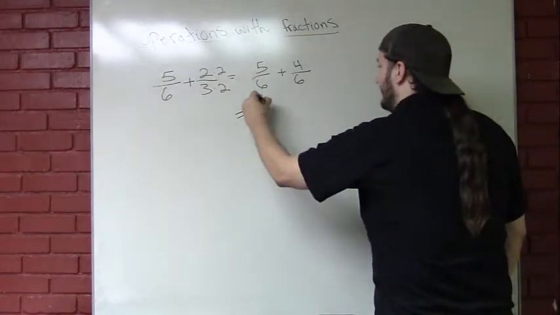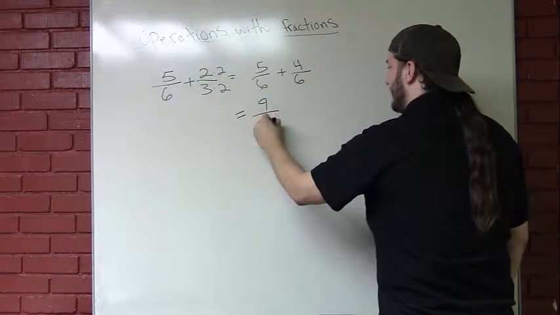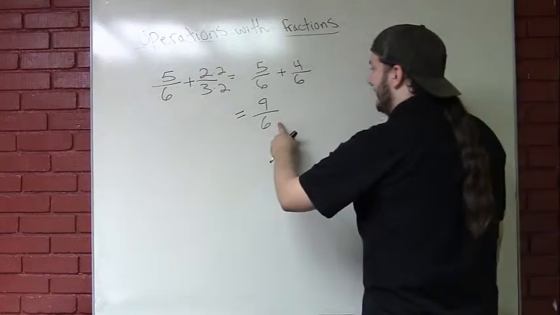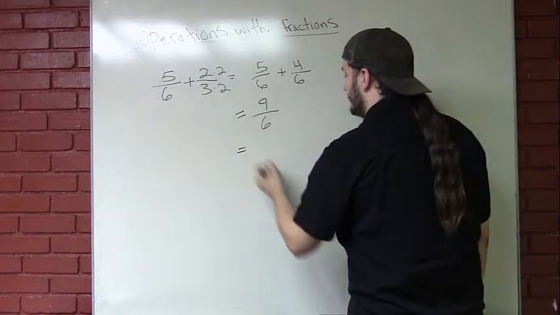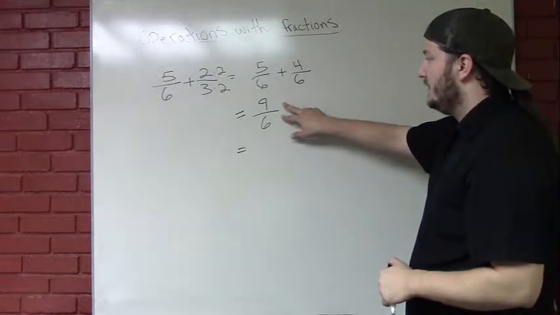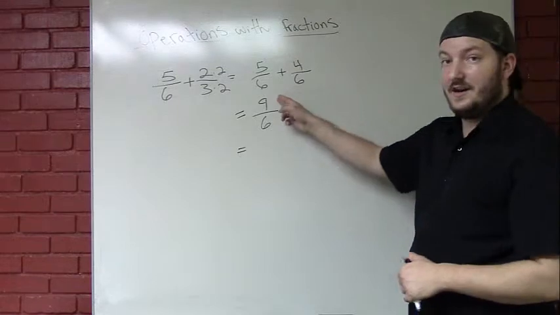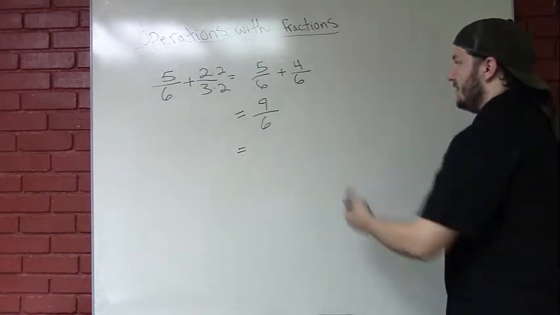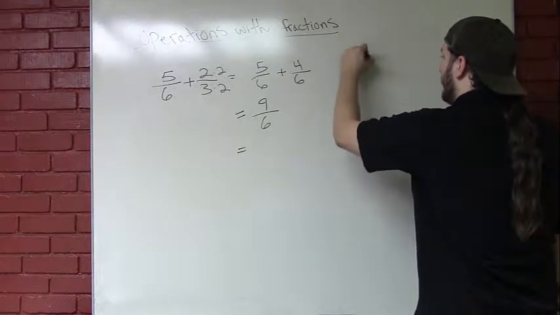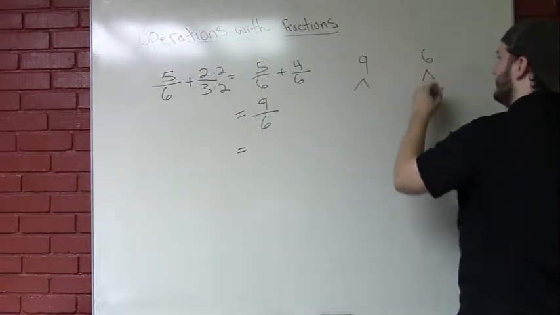5 plus 4 is 9, divided by, again, you just take that number, and now you just reduce it. So you say again, what number can go into a 6 and a 9 evenly? Another way to do this was what you learned in the last video, was to do the prime factorization tree. So I guess I should just stick to that method.